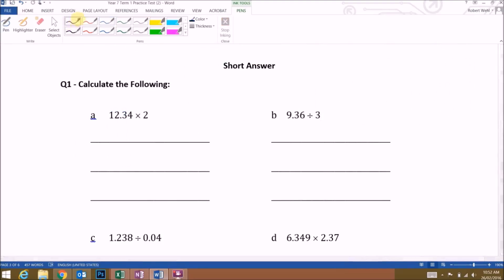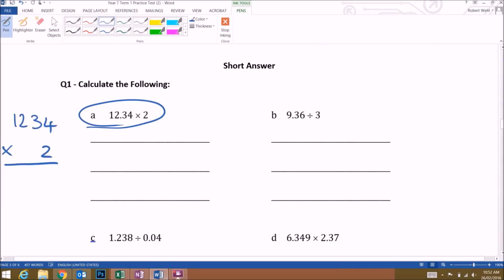Okay, so we're moving on to the short answer. With these ones here, we just need to set these out in the algorithm, so the big number on top. When we multiply decimals, we don't put the decimal points into the algorithm, so we just do it as per normal. 2 times 4 is 8, 2 times 3 is 6, 2 2s are 4, 1 times 2 is 2.